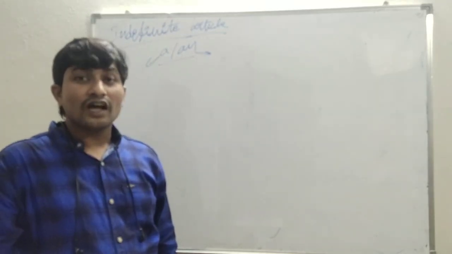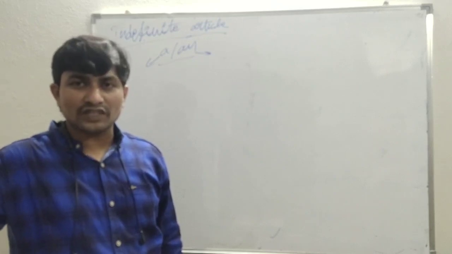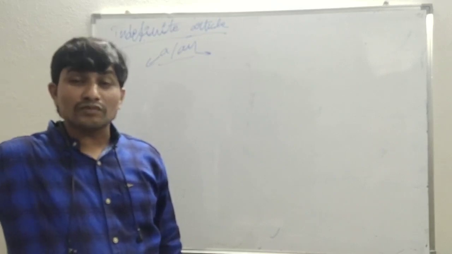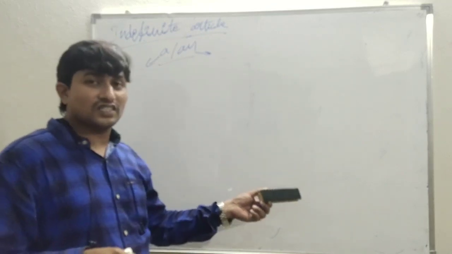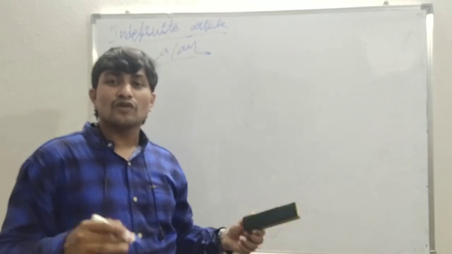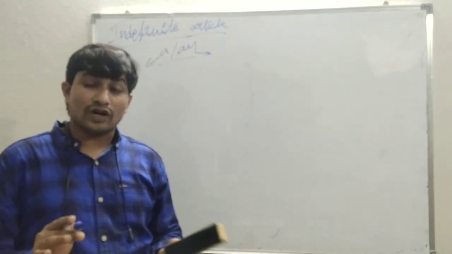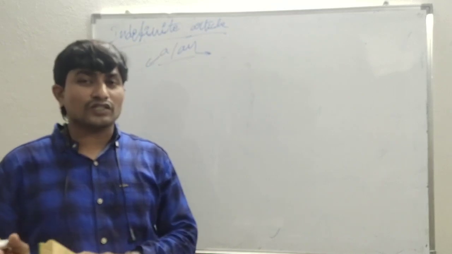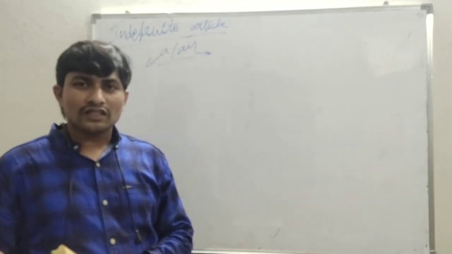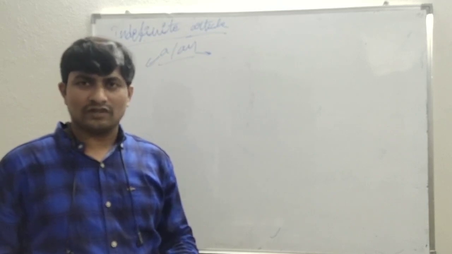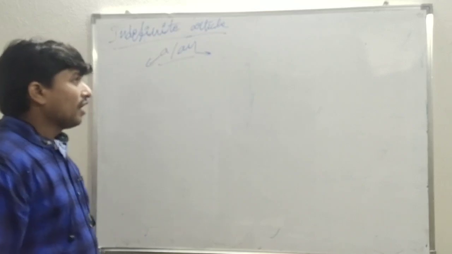The indefinite article can be used in front of uncountable nouns when it is used with another singular countable noun, as we have discussed just now in the examples: water, water bottle. Water is an uncountable noun. Water bottle is a countable noun. Ink is an uncountable noun. Ink bottle is a countable noun. Have you understood?